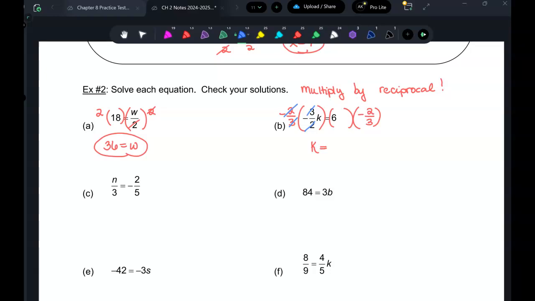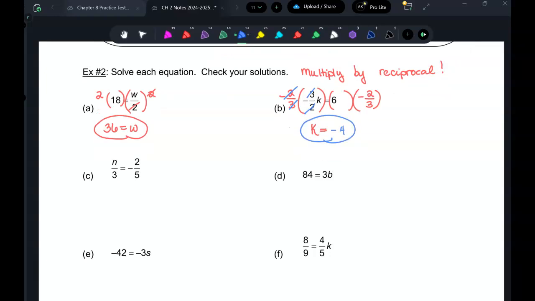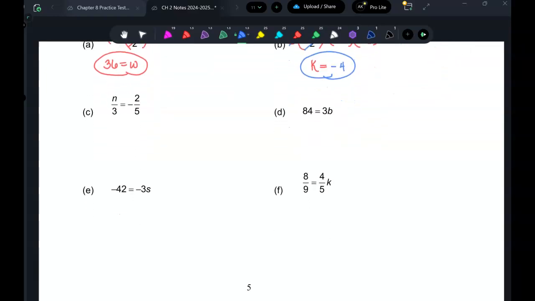Negative 12 over 1. I have to do 6 times negative 2/3. Make sure you're using the calculator. Okay, so that's going to be negative 4. I forgot the reciprocal.